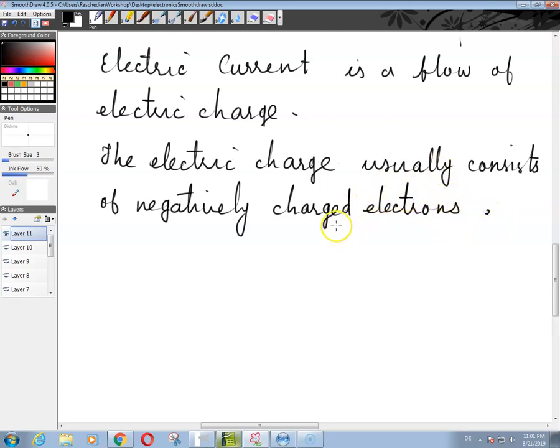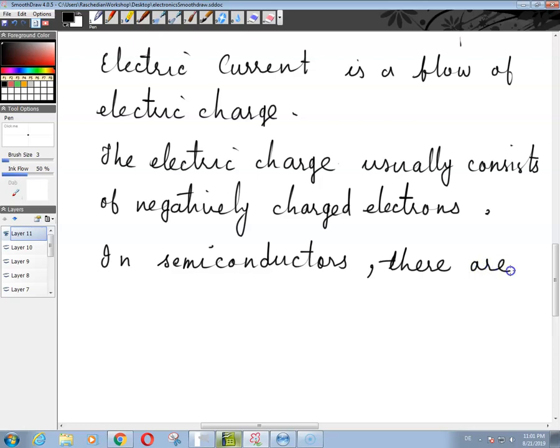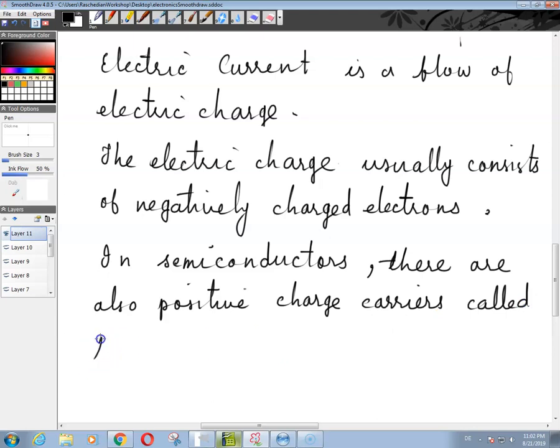Electrons. Now in semiconductors, for example in a diode or in a transistor, there are also positive charge carriers called holes. That is basically an electric current.